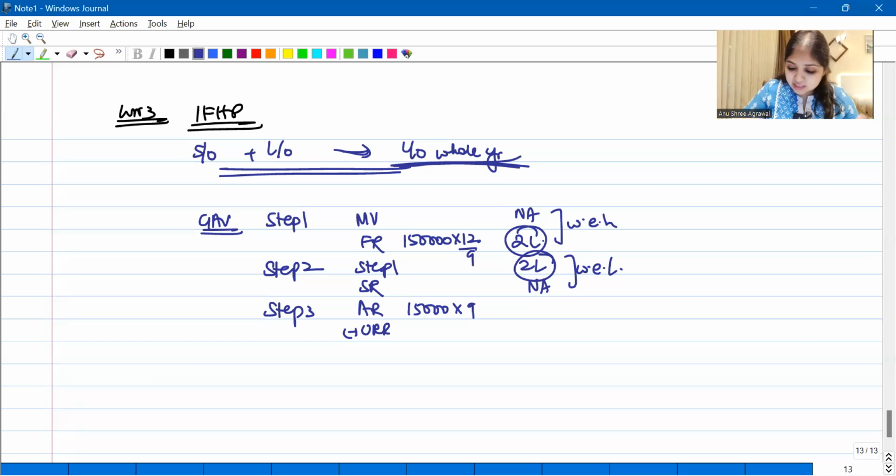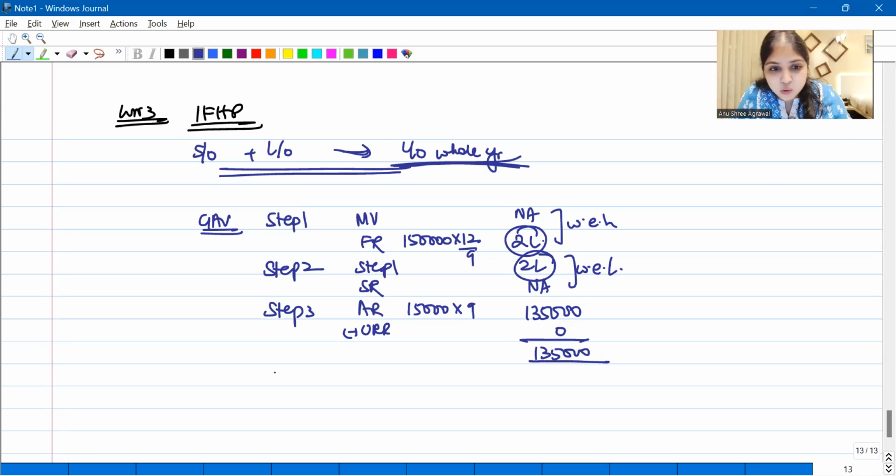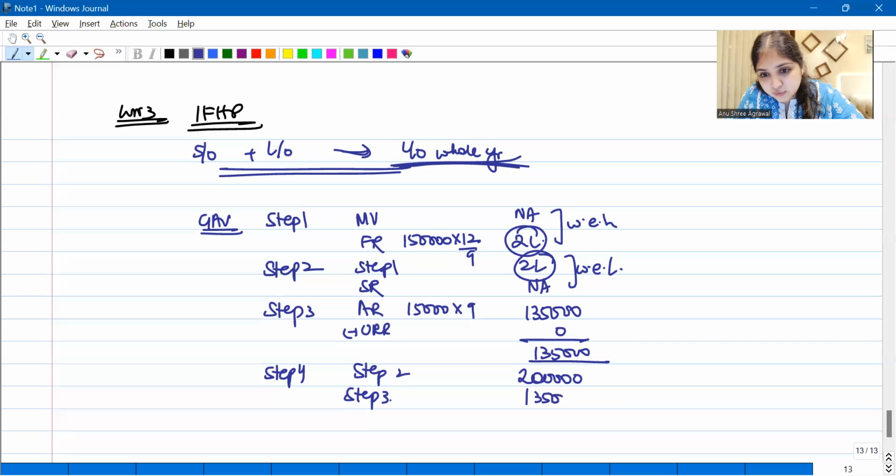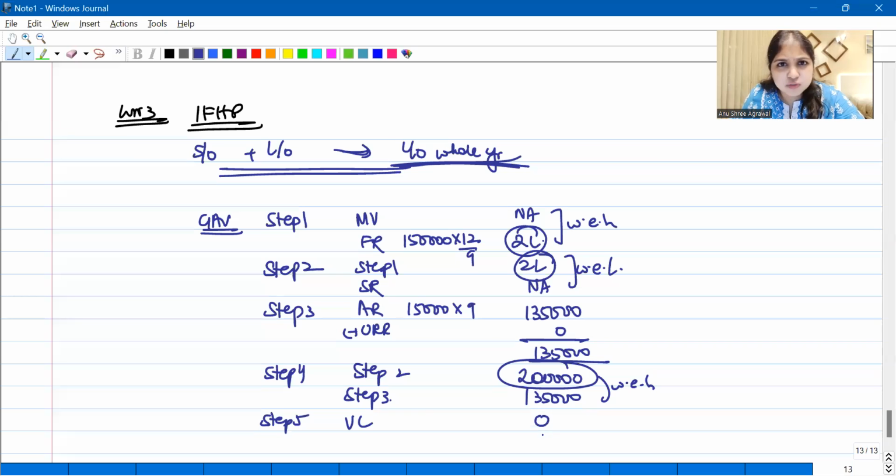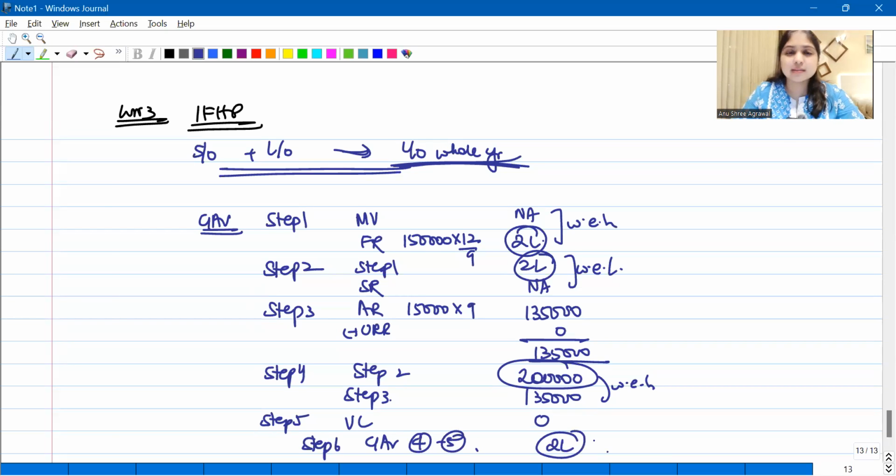So how much will this be? This is going to be 1,35,000. No unrealized rent for me. So 1,35,000. Now comes step 4. Step 4 is nothing but a step 2 number or a step 3 number, whichever is higher. 2 lakh number or 1,35,000 number, whichever is higher. Which is higher? The 2 lakh number. Then after this, step 5, vacancy loss. The house is not vacant during the year. So step 6, GAV number, which is nothing but step 4 minus step 5, which is going to be 2 lakhs.